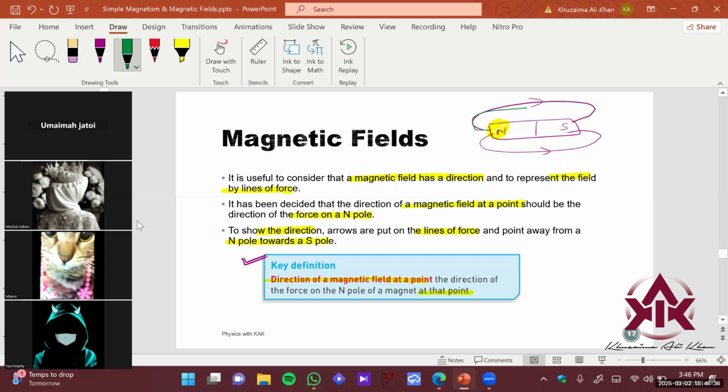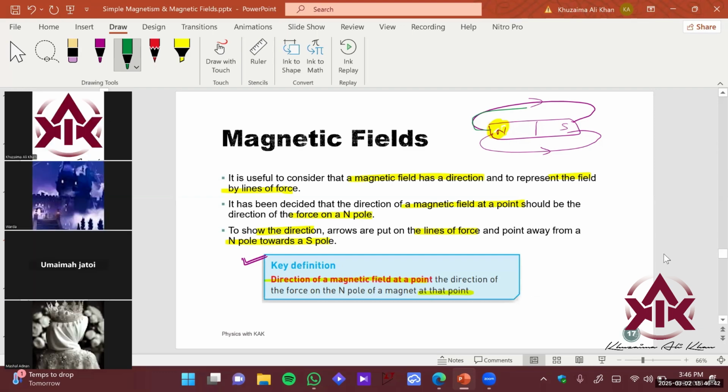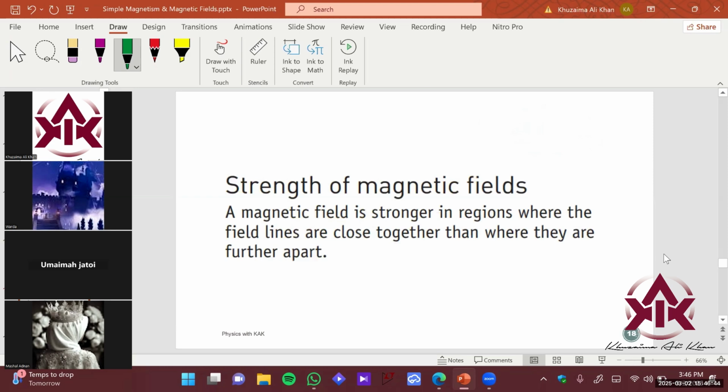Okay. Just a summary of what we have discussed now multiple times. So the field lines are basically drawn using this. And the strength of the magnetic field, how do we check it? So magnetic field is stronger in regions where the field lines are closer together. And then when they are further apart over here, right?